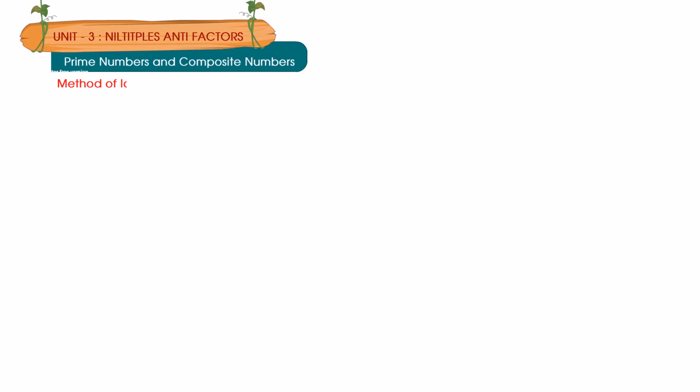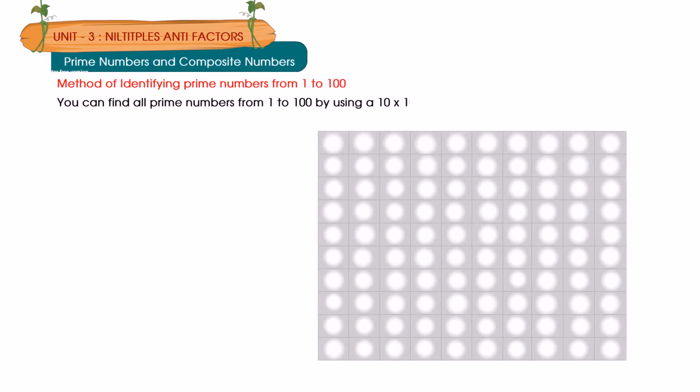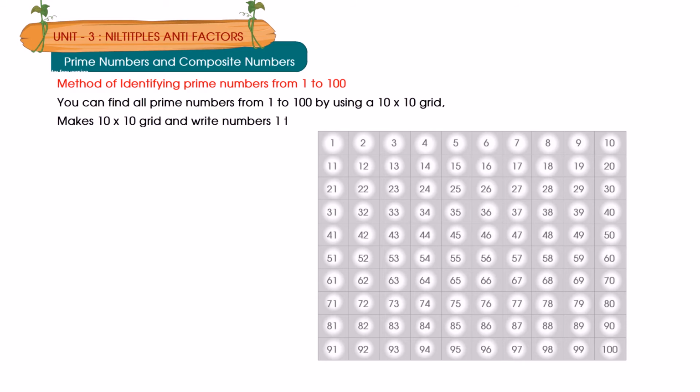Method of identifying prime numbers from 1 to 100. You can find all prime numbers from 1 to 100 by using a 10 into 10 grid. Make a 10 into 10 grid and write numbers 1 to 100 in it.